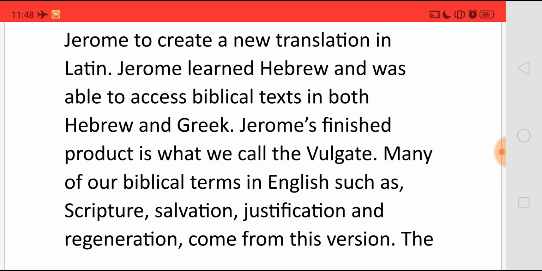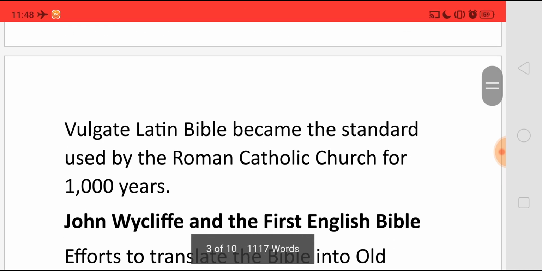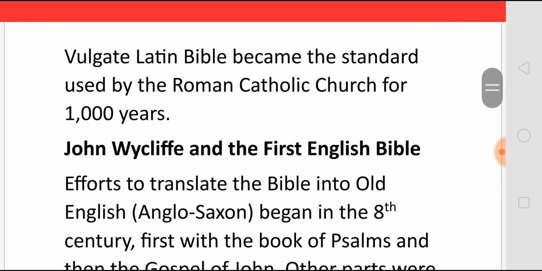Many of our biblical terms in English, such as scripture, salvation, justification, and regeneration, all come from this version. And the Vulgate Latin Bible became the standard used by the Roman Catholic Church for nearly 1,000 years.